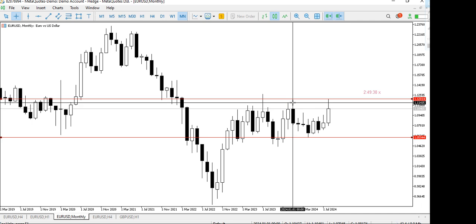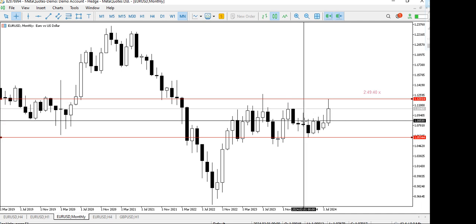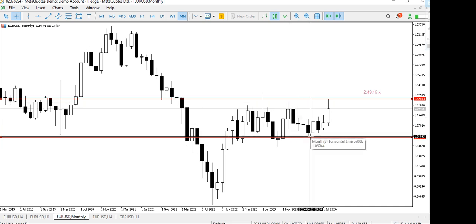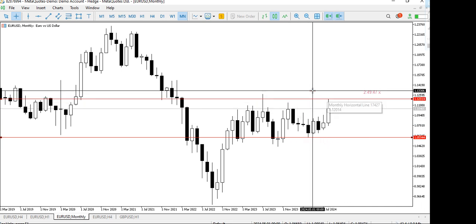This is the last high. We've not broken this, and we have not broken this either. So what we just did was a pullback. Anyway, that's that for the monthly. We don't really have much to say.